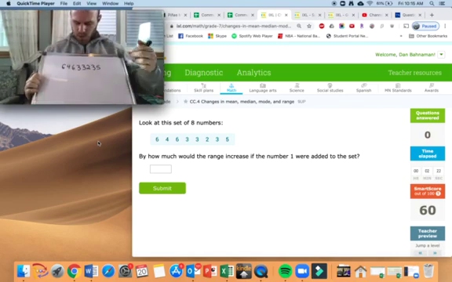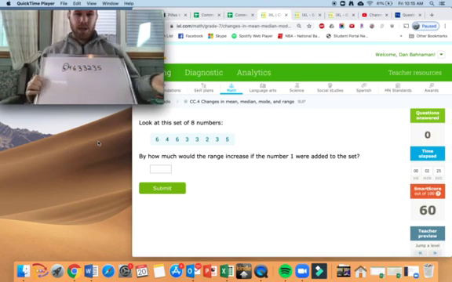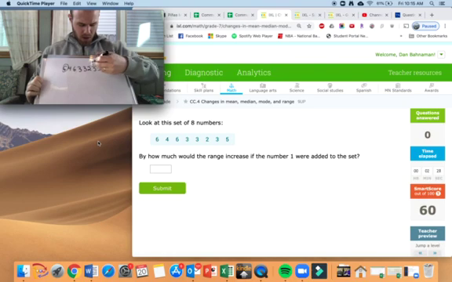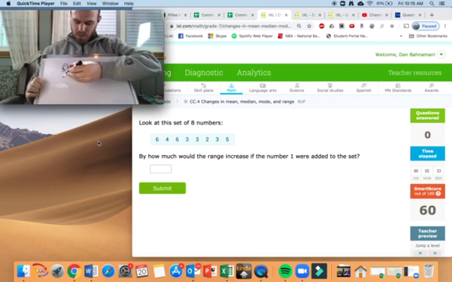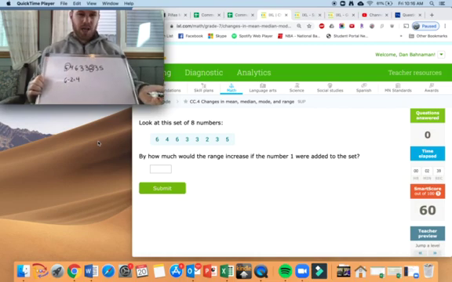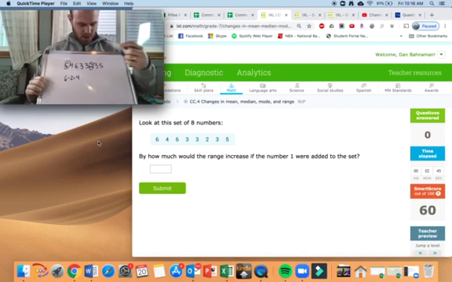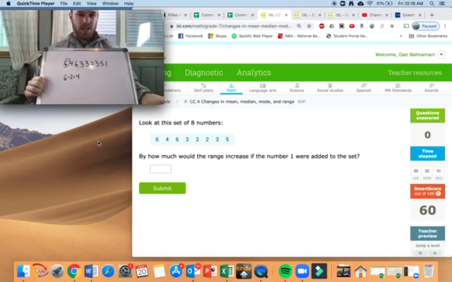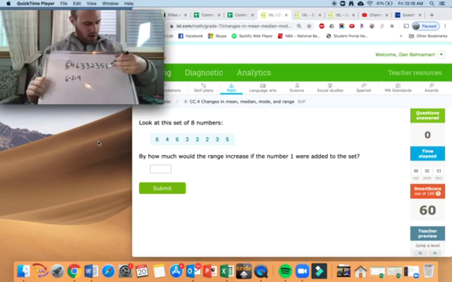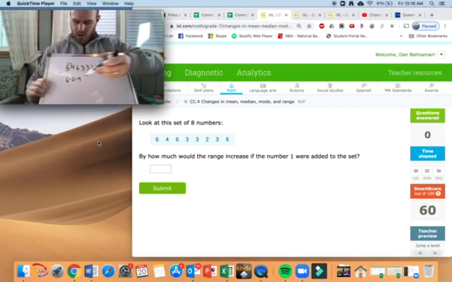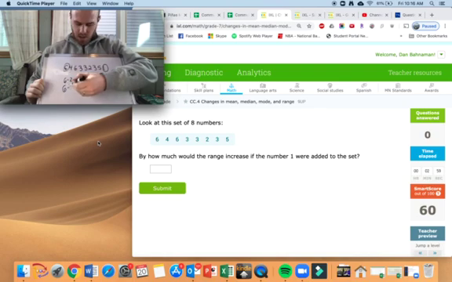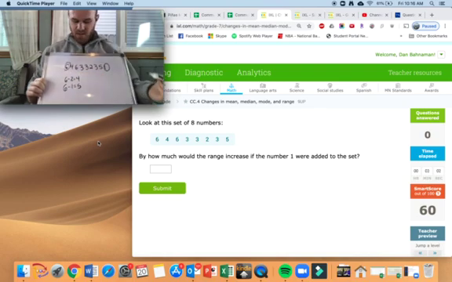So, here we have our numbers here. And okay, I say, what is the biggest number? Well, the biggest number is 6. And right now, the smallest number is 2. So right now, the range is 4 because 6 minus 2 equals 4. But what they're saying is, okay, what if we put a number 1 in this set? If I had a 1 now in my set, well, 6 is still my biggest number, but 1 is now my smallest number. So I'd say, okay, 6 minus 1 equals 5.